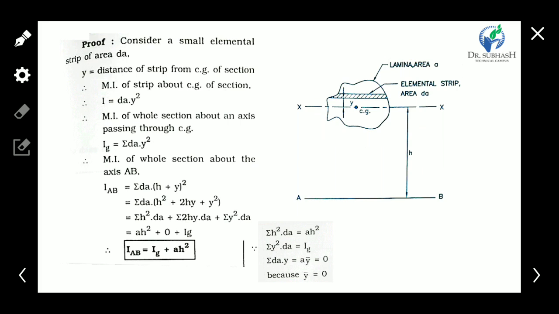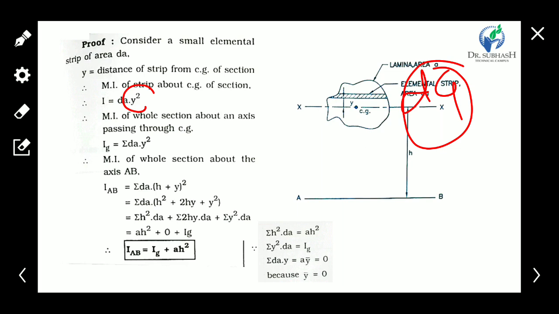Now let's see the MI of the strip about the CG of the section. What is that? Area into distance square. The area of the small strip is dA, and the distance is y, so y square.